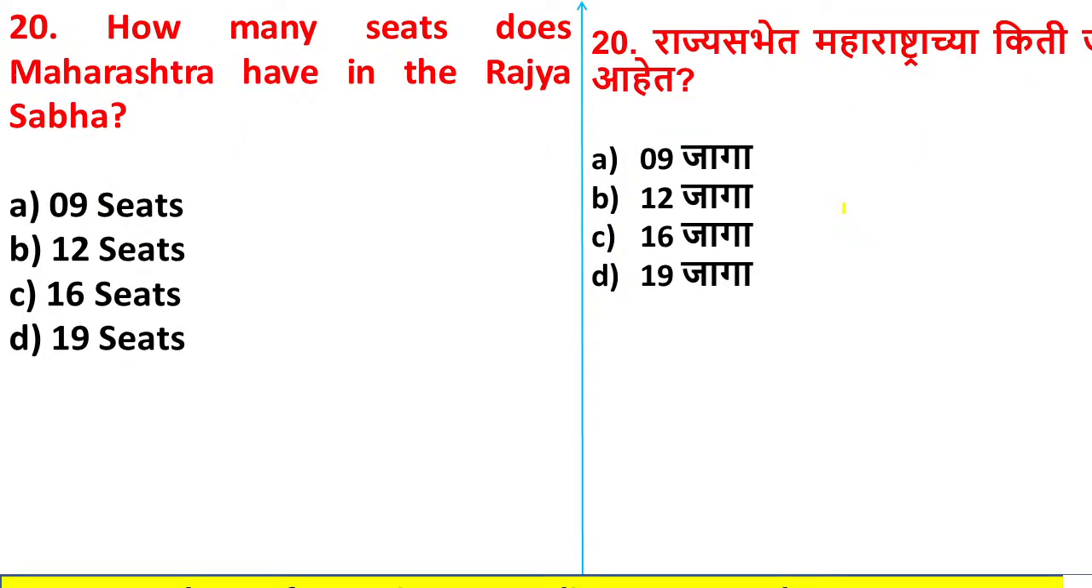Yes, question number 20. How many seats does Maharashtra have in the Rajya Sabha? Option A, 9 seats. Option B, 12 seats. Option C, 16 seats. Option D, 19 seats in Rajya Sabha. How many seats does Maharashtra have in Rajya Sabha?